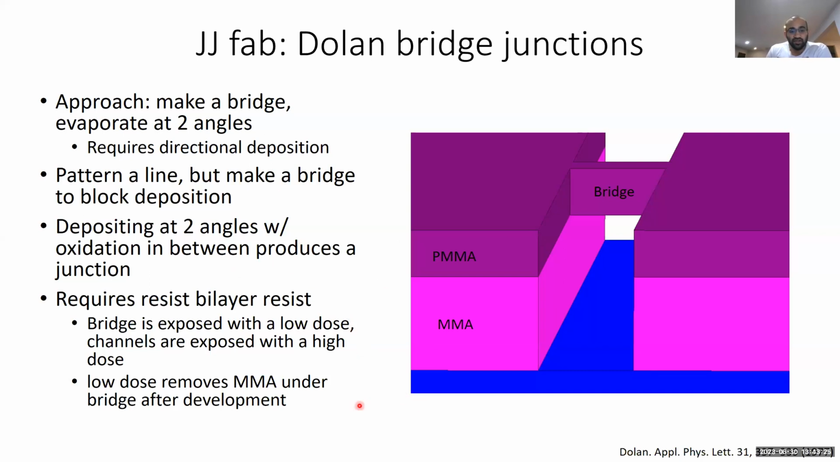And of course, in order to do this, you need a bilayer resist where the area of the bridge is exposed with a low dose, and these channels are exposed with a much higher dose. The low dose will expose the MMA, which is under the bridge after development. The high dose will remove both the PMMA and the MMA.